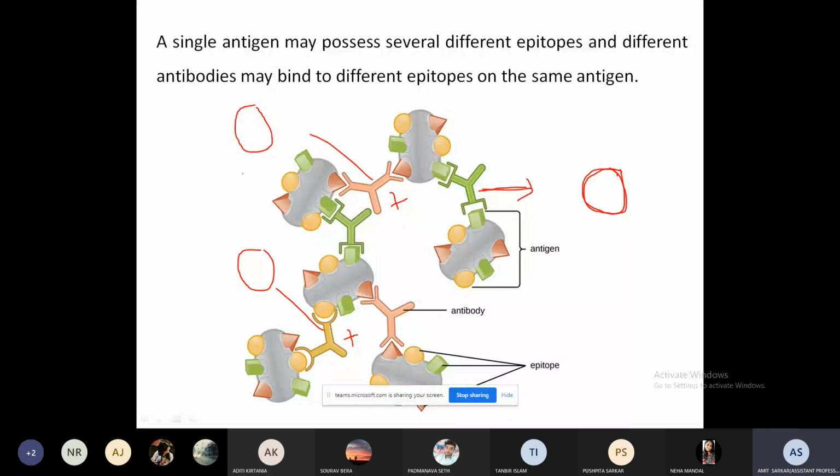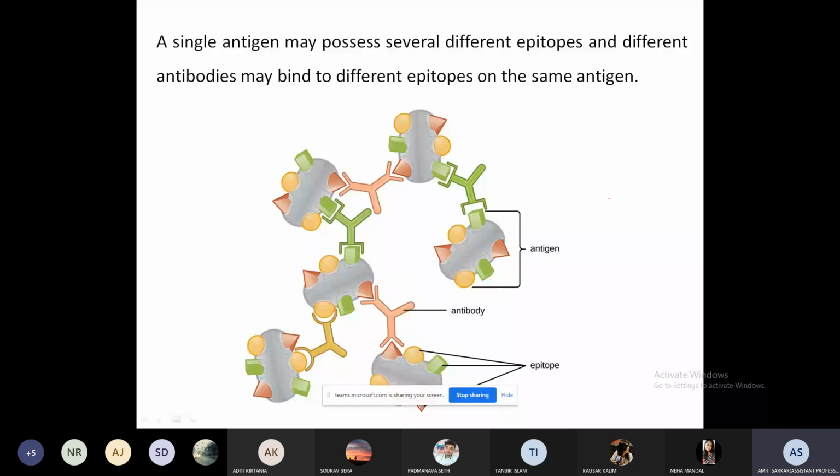That means the antibodies are coming from different clones of B cells. Poly means many, different clones of B cells. The number of antibodies and the number of B cells is the same. That's why it's called a polyclonal antibody. So the main thing here is that a single antigen possesses several different epitopes, and different antibodies may bind to different epitopes on the same antigen.